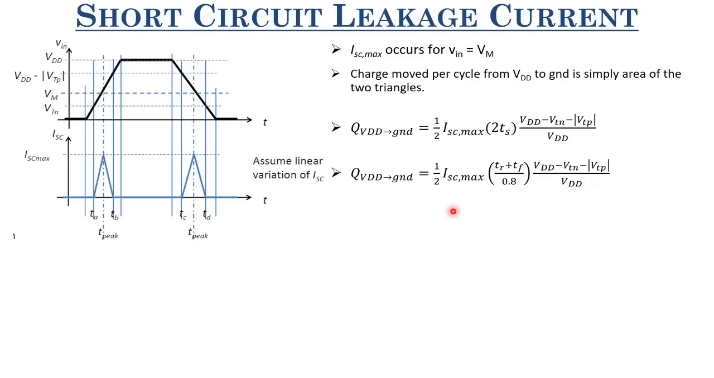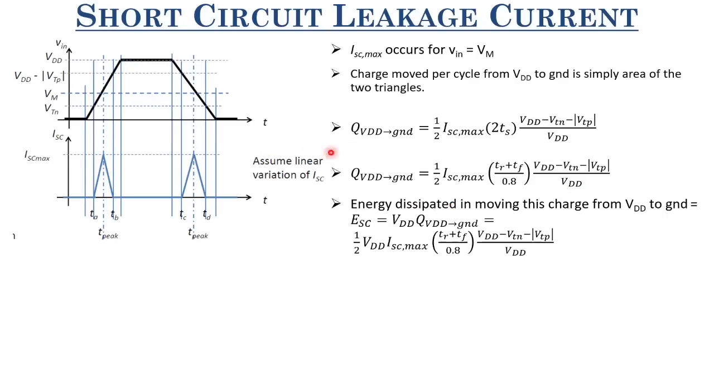Now, what exactly is the energy? Energy is simply the charge multiplied by the potential difference across which it has been taken. That is simply VDD times this Q from VDD to ground, right? That is the energy dissipated basically. So the energy dissipated in moving this charge from VDD to ground is ESC, the short circuit energy, which is VDD times this charge. That is simply half VDD ISC max (TR plus TF) by 0.8, and this fraction of the voltage swing for which the short circuit current is flowing.